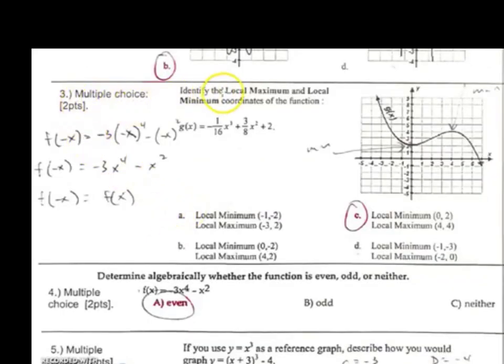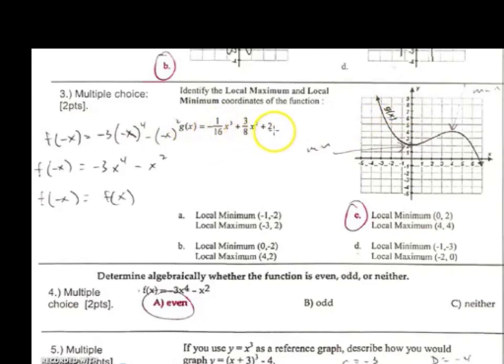Number 3, multiple choice. Identify the local maximum and local minimum coordinates of the function. Remember, a local just means based on the snapshot. What can we see? Here is the max. Here is the minimum. You don't really need this function, but it is helpful. We know it's cubic and has to have a leading coefficient of negative. So that's called the leading coefficient test.